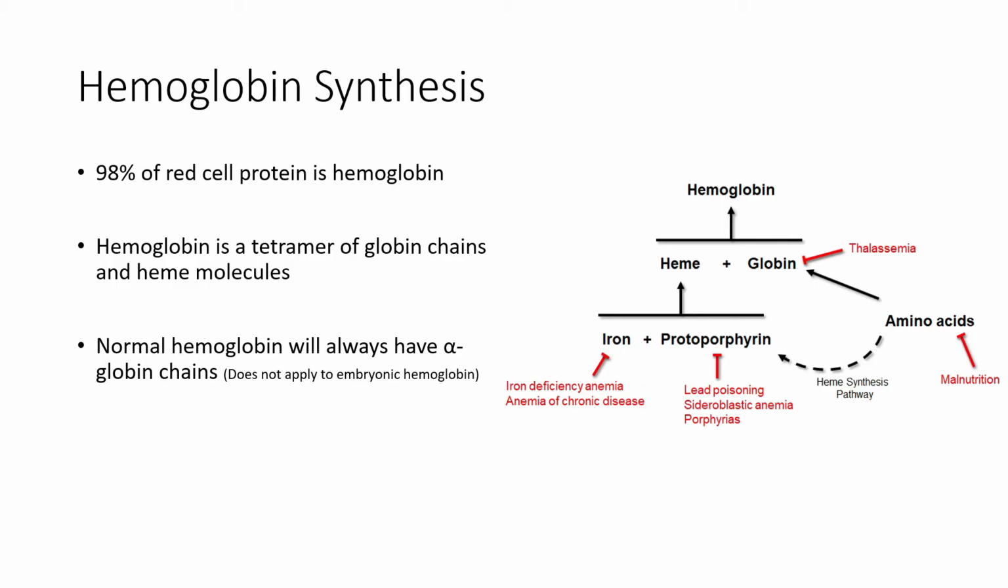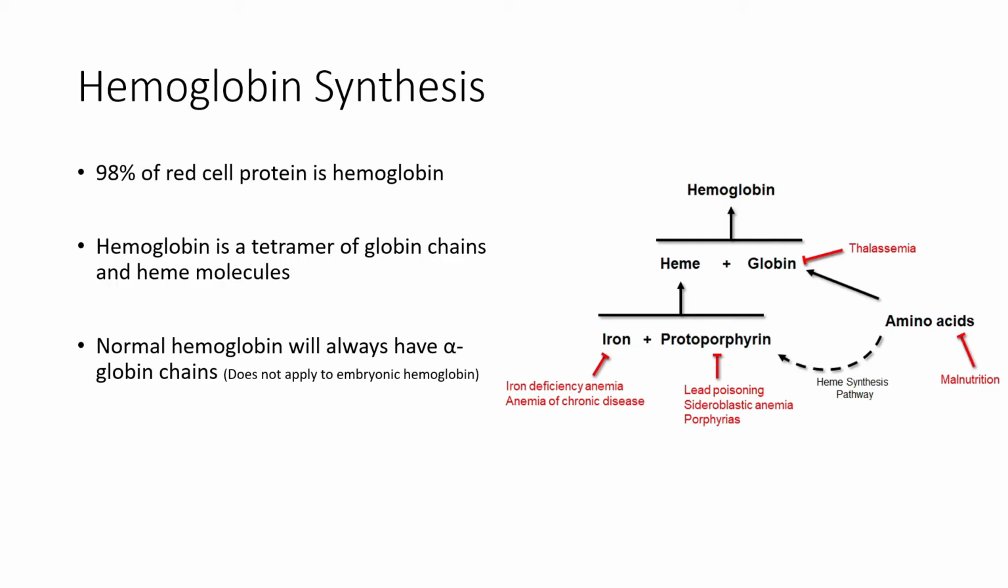Red cells are almost entirely composed of hemoglobin. Hemoglobin is a tetrameric protein, meaning it has 4 subunits. In normal adults, 2 of those subunits are alpha globin chains. And the second pair of subunits may be either beta chains, as in the case of HbA, delta chains, as in HbA2, or to a lesser extent, gamma chains, which form fetal hemoglobin, or HbF.